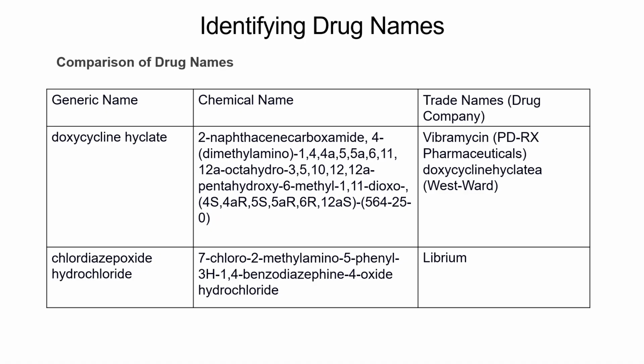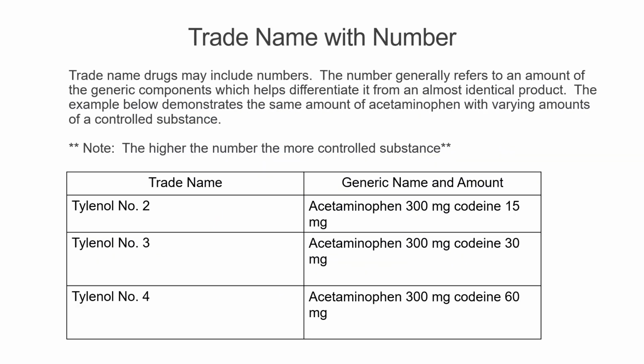So this is a chart that just compares some of the drug names, the generic name versus the chemical name, which you can see is very, very long and you do not need to know. And then the trade name, which is the name the company is marketing it for. You'll notice that the generic names are lowercase and the trade names start with an uppercase.